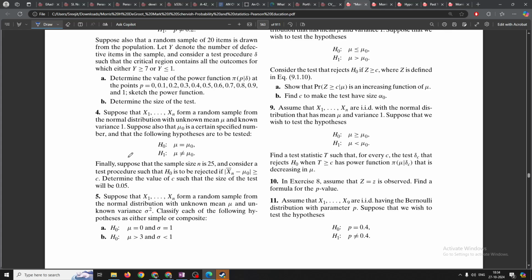Let's do question number 4. Question number 4 says, again, x1 to xn is a random sample from a normal distribution, mean is unknown, variance is known to be 1. We want to test this hypothesis. Our sample size is given to be 25, and the test procedure is that if this thing is greater than or equal to some c, then we reject h naught. Now we need to determine such a c such that the size of the test is 0.05, right?